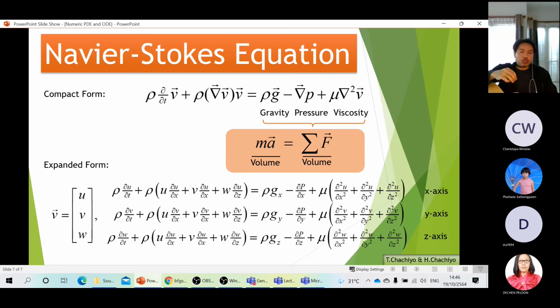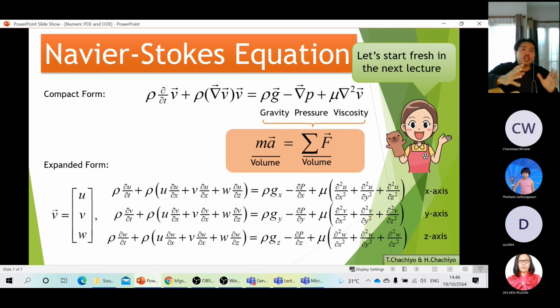Since we are talking about this huge $1 million prize equation, it is not something you talk about at the end of the lecture, because you're going to be very tired. So let's stop here for this lecture, then we can start fresh in the next lecture. I'll show you all kinds of animations and numerical solutions, just to give you an idea of how to solve the actual Navier-Stokes equation.